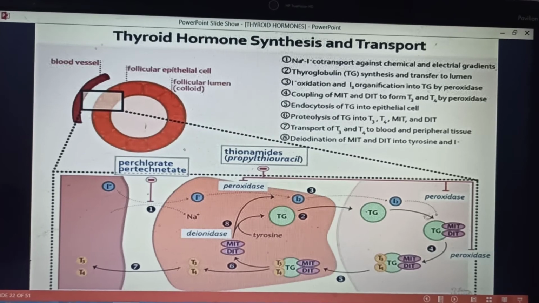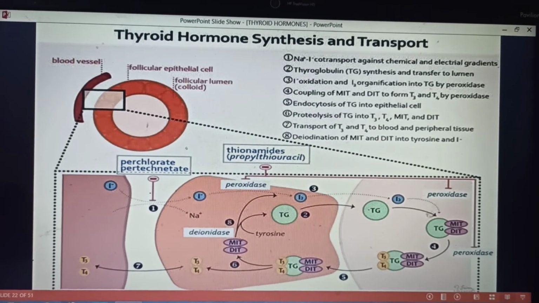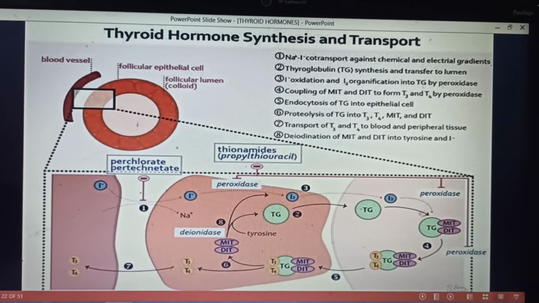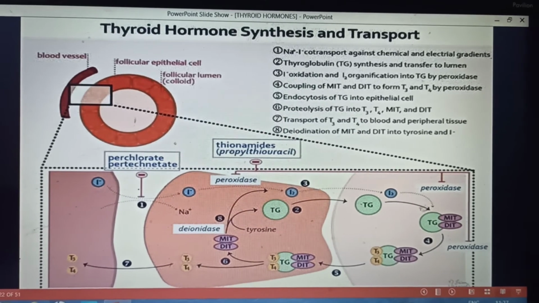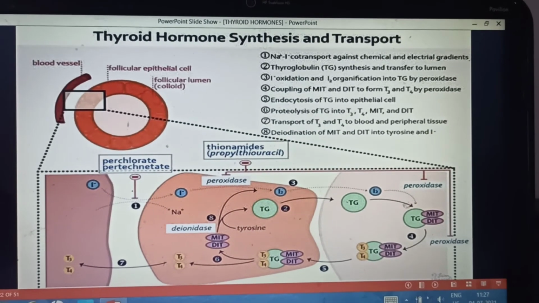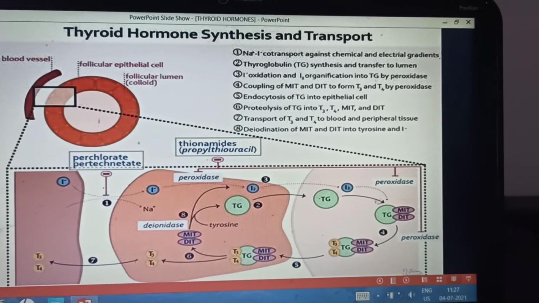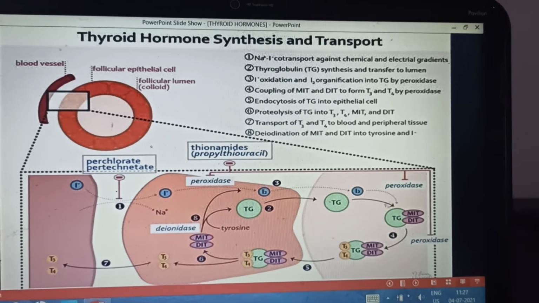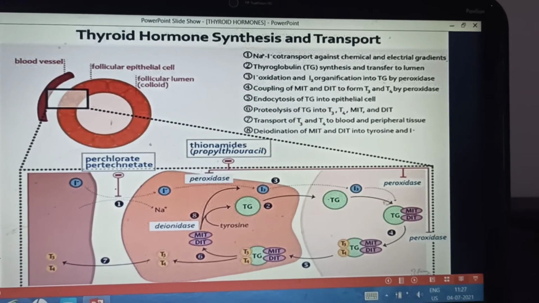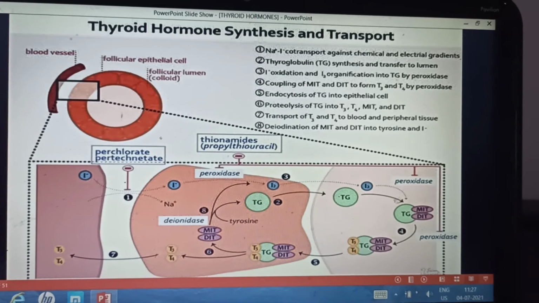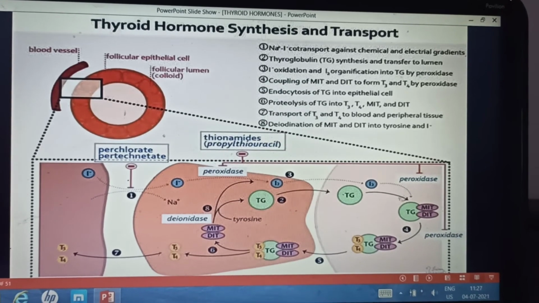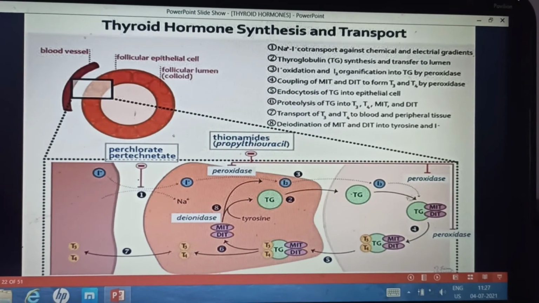Thyroglobulin is synthesized and transferred to the lumen. Then iodide is oxidized to iodine via the enzyme peroxidase. Then iodination or organification of the tyrosine takes place in the lumen, that is in the colloid, catalyzed by the enzyme peroxidase. Then coupling takes place to form T3 and T4, catalyzed by the peroxidase in the lumen. T3 and T4 are bound to the thyroglobulin colloid. Then endocytosis of thyroglobulin takes place into the cell. Then proteolysis takes place in the lysosome, and T3 and T4 are released into the cell along with MIT and DIT, and they are released into the blood.